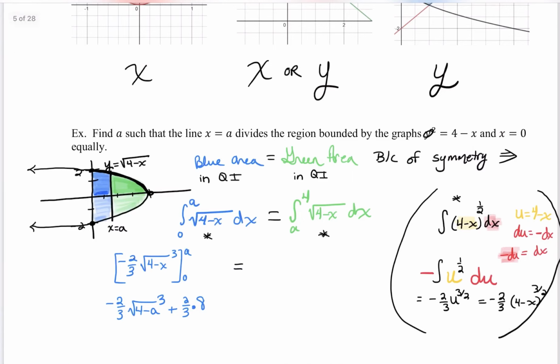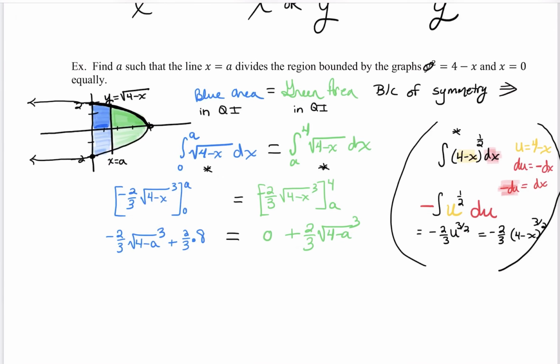Okay, on the right-hand side of this equation, again, we have our antiderivative, negative 2/3, and then the square root of 4 minus x cubed, or you can just leave it as the 3/2. And then now subbing in between our limits of integration, subbing in the 4, that's going to give me 0, but the minus will still be there when I sub in the a, and then minus that negative 2/3, we'll change it into plus 2/3, and then the square root of 4 minus a cubed. So we are looking for where those two are equal.